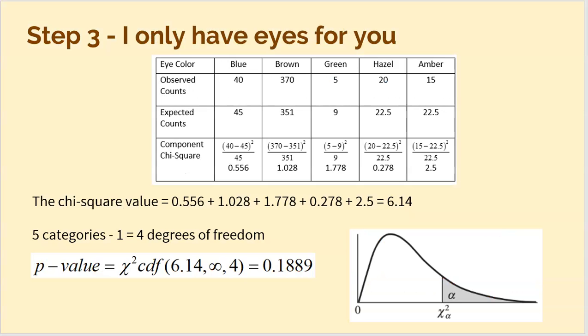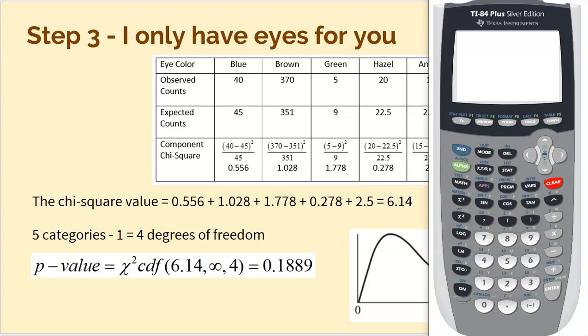All right, so let's move on to step 3 for that eye color problem, right? So now that we have our observed counts, which are given to you, and then we found the expected counts, which we did back in step 2, now we got to find the component chi-squareds. So you'll notice exactly what I did here, and I made the math crystal clear so you could see it. We took the observed value, which for blue was 40, minus the expected value, which for blue was 45. We squared that, and we divided by the expected 45.